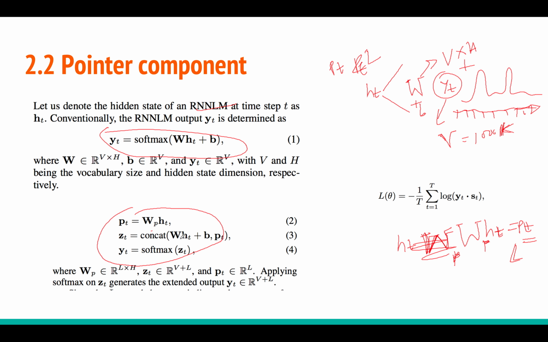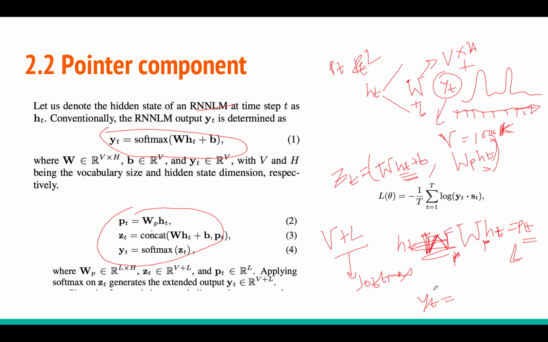Then what I'm going to do is concatenate this output, which let's just call ZT, which is basically W times HT plus B, comma, WP times HT. This does not have a bias, right? You just concatenate the affine transformations with WP and W. Then you get a huge vector of dimension V plus L. Then you apply a softmax through it. Softmax basically gives you the distribution, and then you get your YT, right? As simple as that.